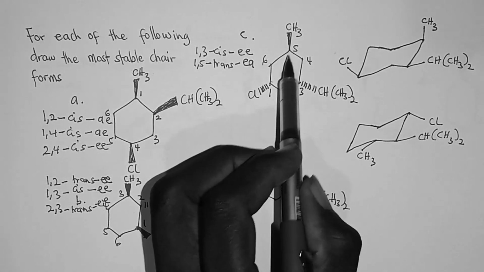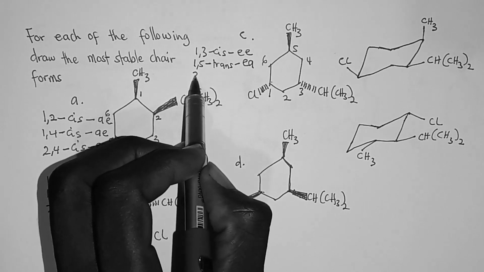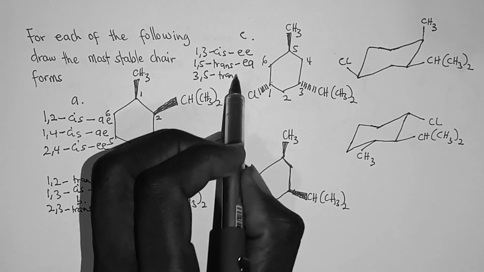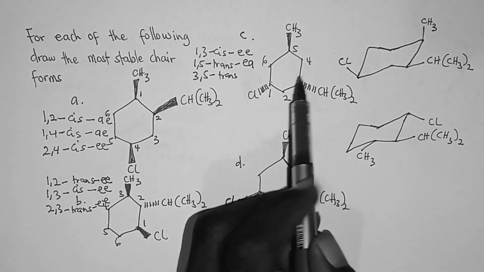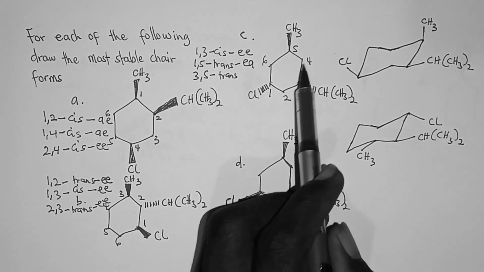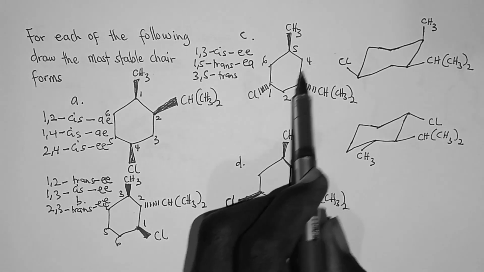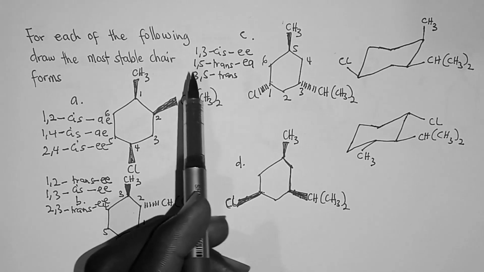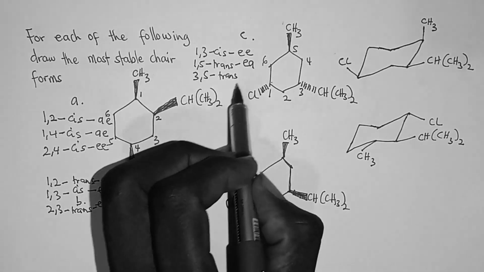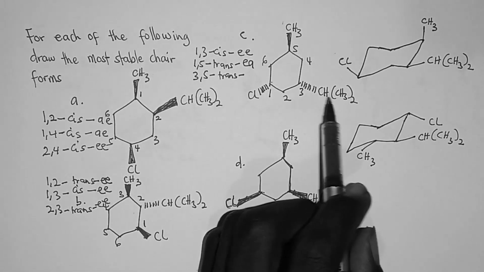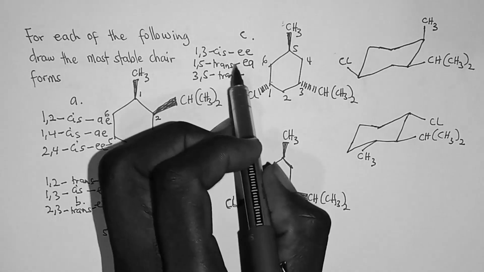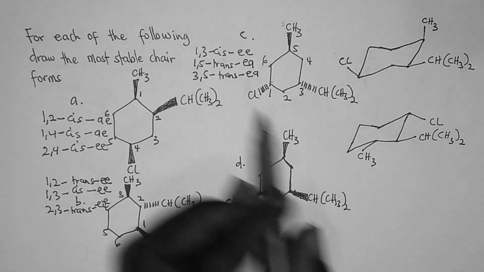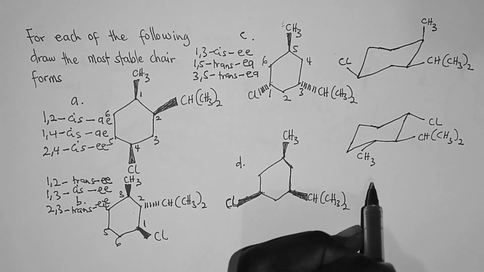And let's check for 3, 5. The 3, 5 is also a trans, but this trans is in 1, 3 in terms of chair conformer. But this isopropyl group is bulkier than the methyl group. So the isopropyl group will be in an equatorial position and the methyl group will be in an axial position. So this is also an EA. So let's go ahead and draw the chair conformer.